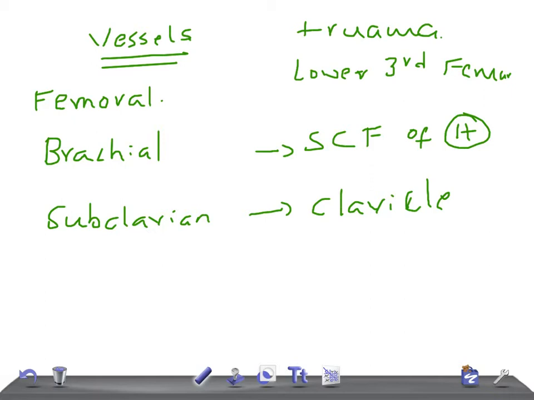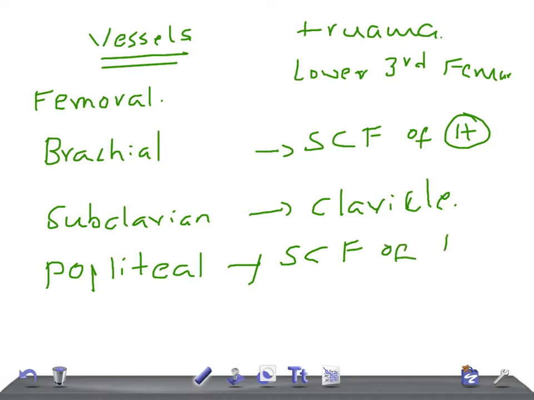Right. If the popliteal artery is injured, what type of trauma has taken place? Which bone has been injured? Of course it should be the femur. And what type of fracture? That's a supracondylar fracture of the femur. Remember, if a supracondylar fracture of the humerus takes place, the brachial artery is injured. If a supracondylar fracture of the femur takes place, then the popliteal artery is injured. Both arteries are really very important.